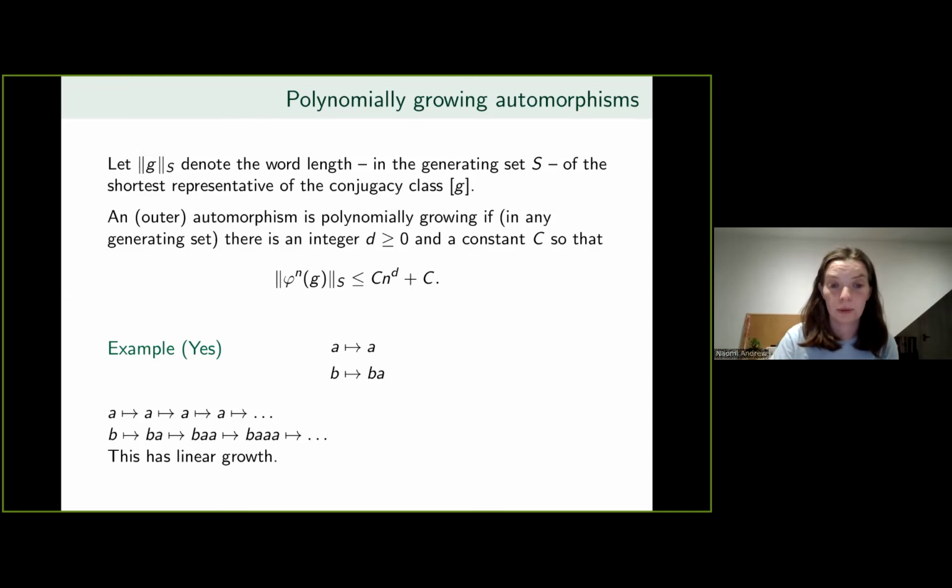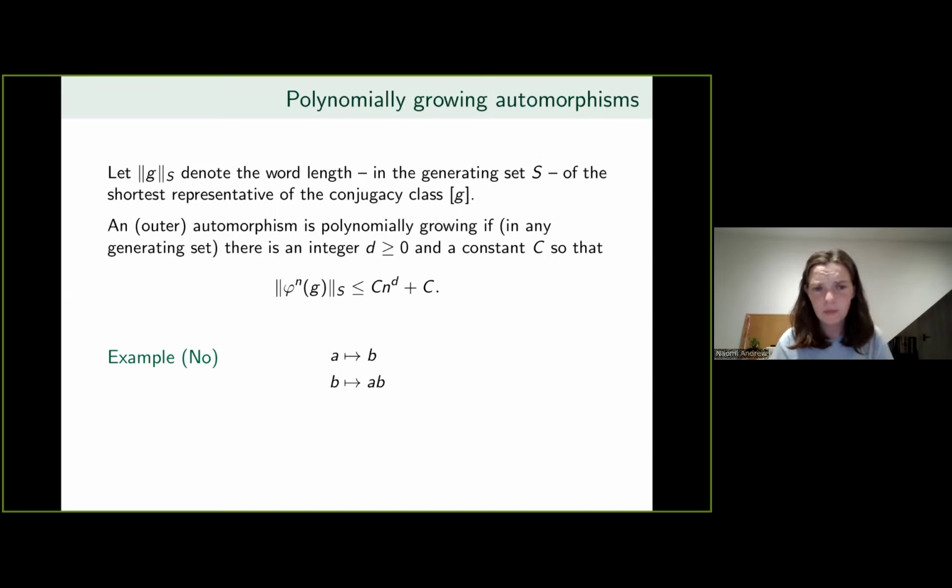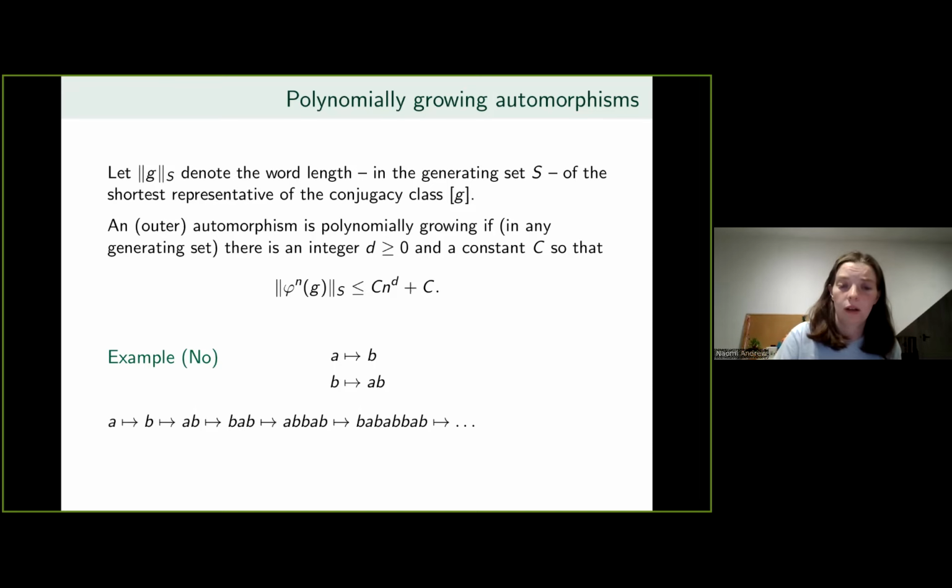Here is a non-example. The non-example is also living in the automorphisms of a free group. And it looks, on first glance, quite similar, but it's not. A goes to B, B goes to AB. So I've started swapping things around. This is where the bad behavior comes from. I only need to look at what happens to one element because A goes to B, keeps going, so I've captured all of the generating set already.